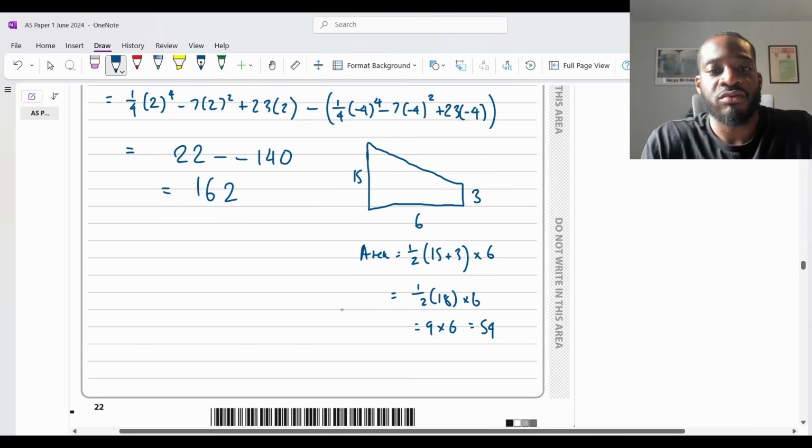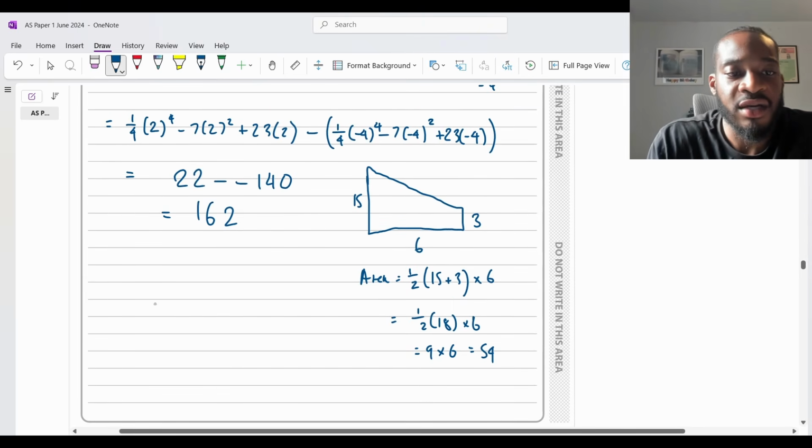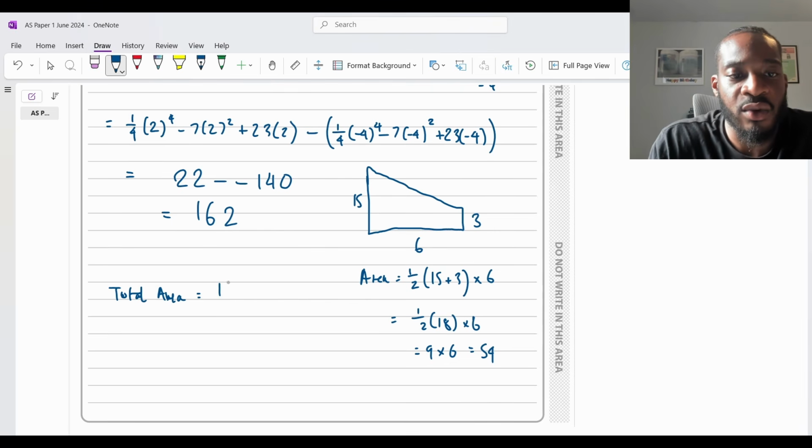So therefore, the total area, remember, I'm going to write total area, is going to equal 162 minus 54. 162 minus 54. Got a column method. 2 take away 4, we can't do, borrow 1. Put a 1 there. 12 take away 4 is 8. 5 take away 5 is 0. Put a 1 there. 108.